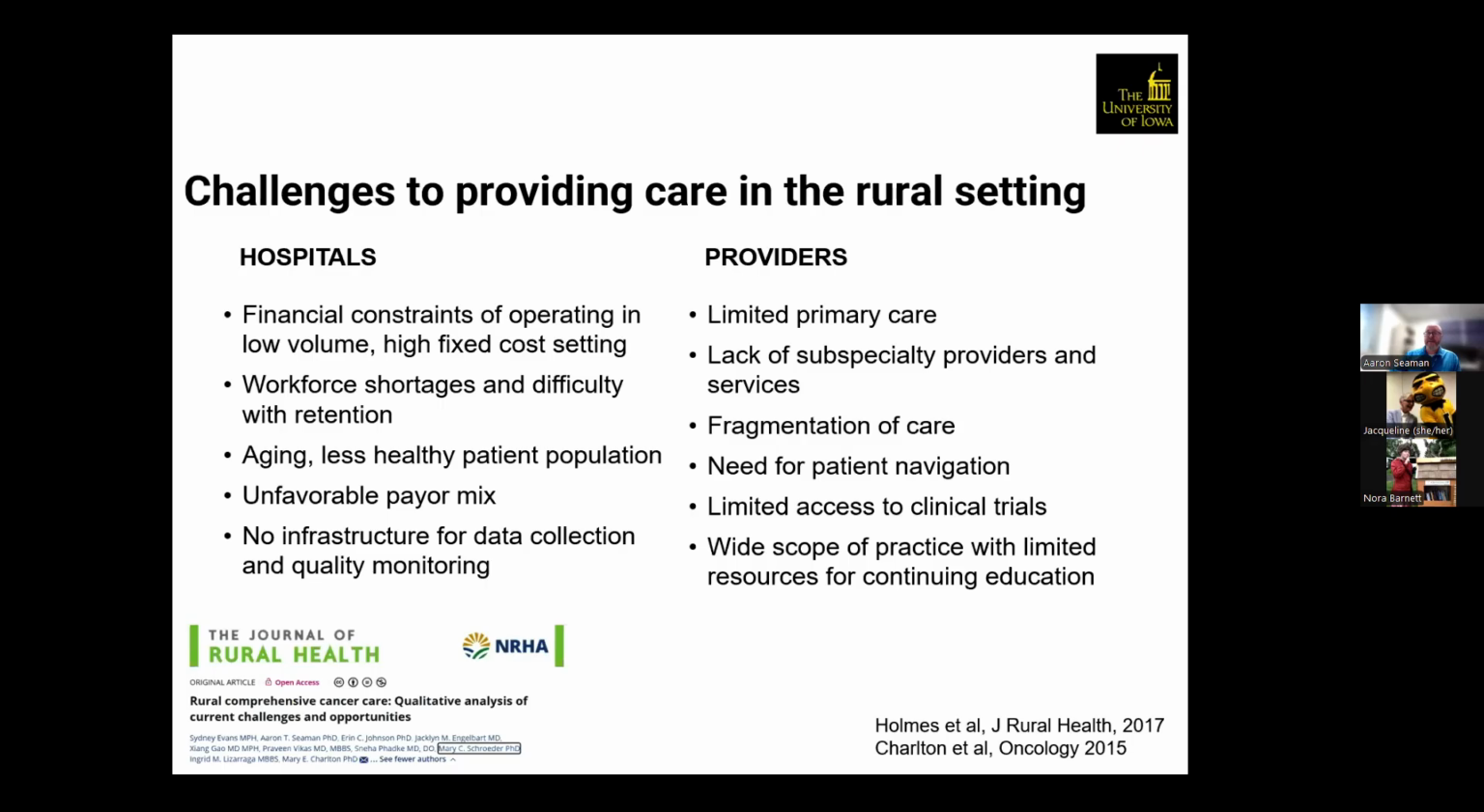And when asked about their challenges, rural cancer providers describe both limited primary care services as well as a lack of subspecialty providers. Fragmentation of care is a common problem when patients receive treatment at multiple facilities, but there is an increased need for, but fewer resources for, patient navigation. There's limited access to clinical trials, and providers at all levels tend to have a fairly wide scope of practice, but often have limited resources, including time to stay up to date on guideline concordant care.